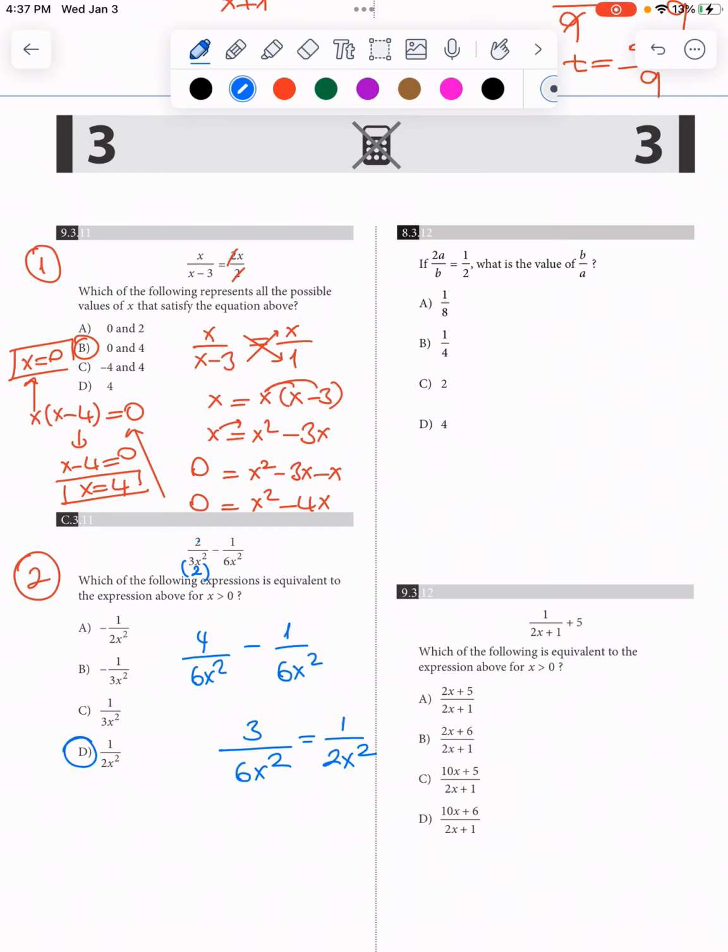Next question. Question 3. Okay, if 2a divided by b is equal to 1 over 2, what is the value of b over a? Okay, so we can use the cross products here.